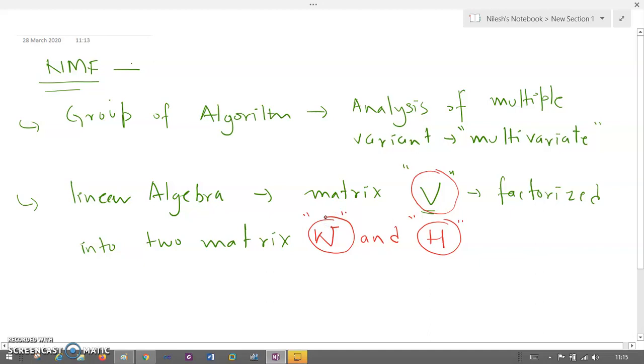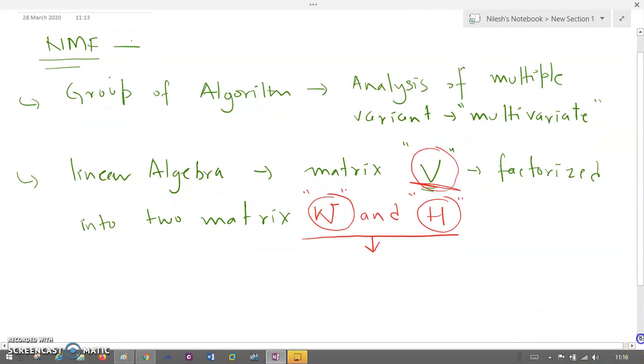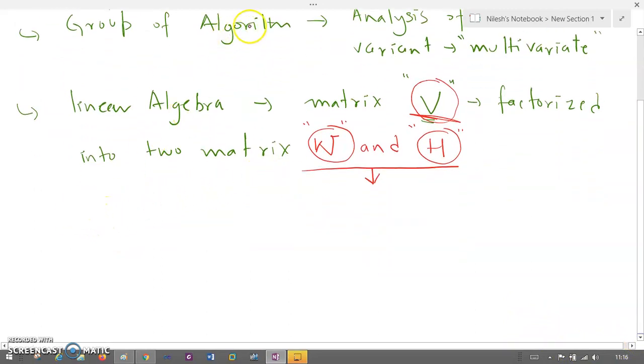And V is basically the output matrix, that is, the factor matrices come from the product of W and H. So it is used in multivariate analysis, and in linear algebra, if we have a matrix V, then it is going to be factorized in order to get two matrices, W and H, with the property that this is important, and you already know what kind of property I'm talking about.